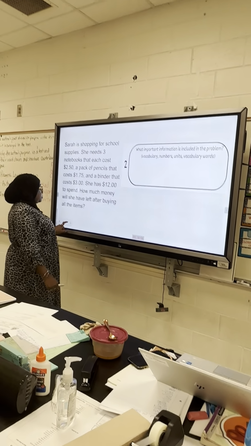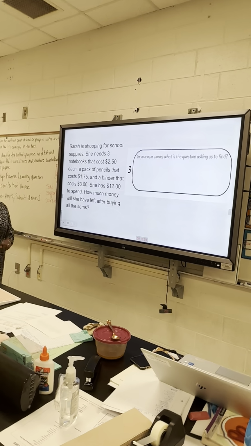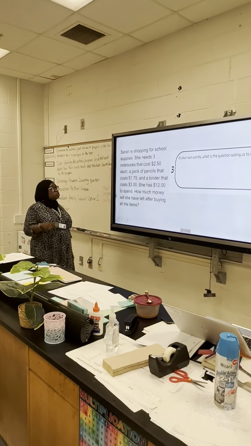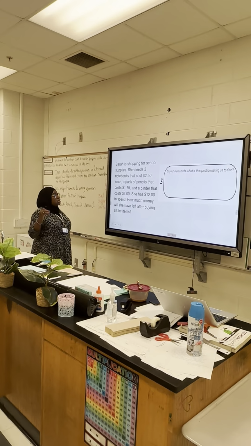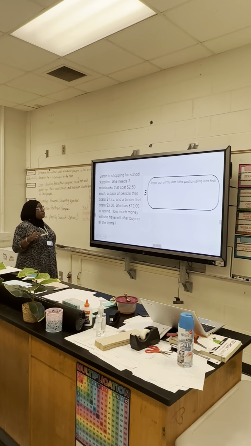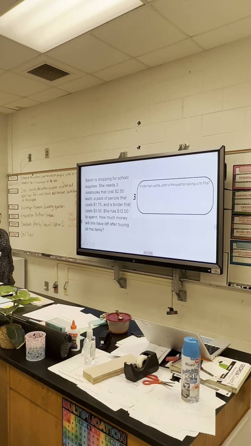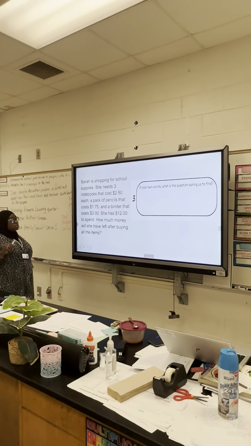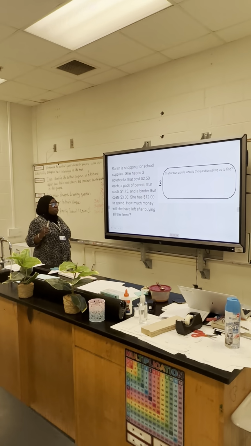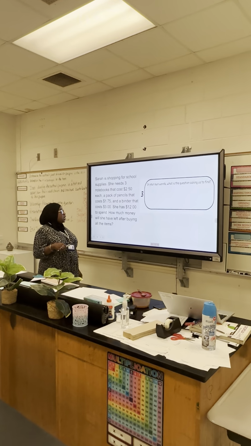All right. Third read. Sarah is shopping for school supplies. She needs 3 notebooks that cost $2.50 each. A pack of pencils that costs $1.75. And a binder that costs $3. She has $12 to spend.